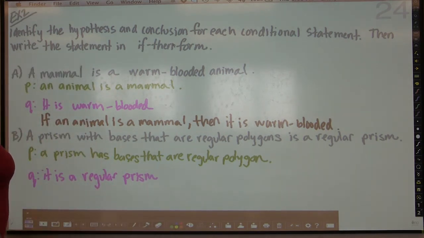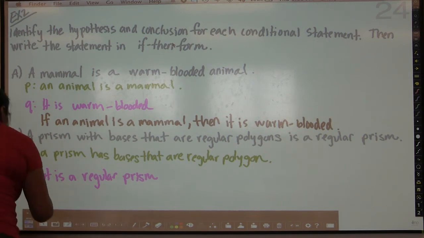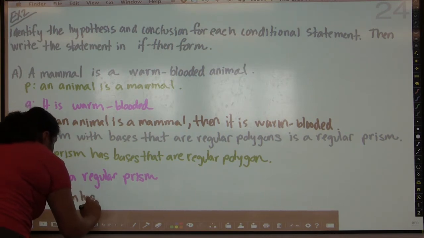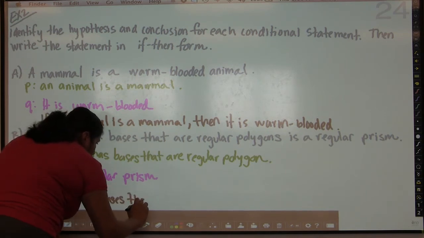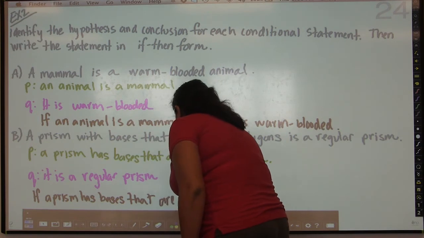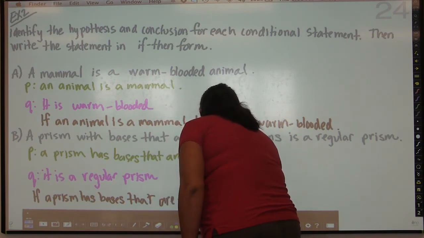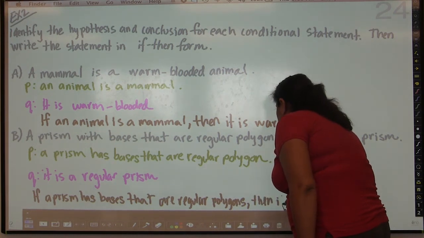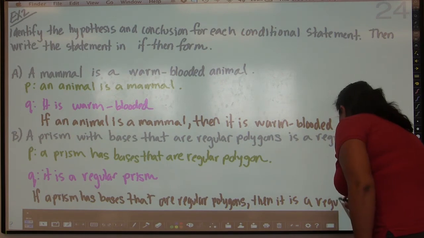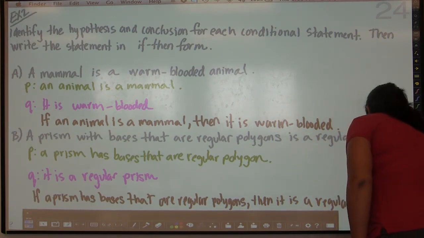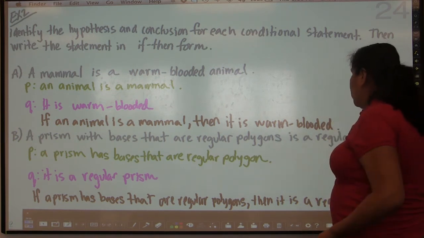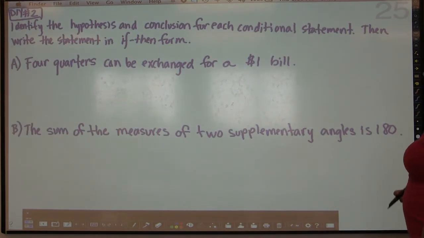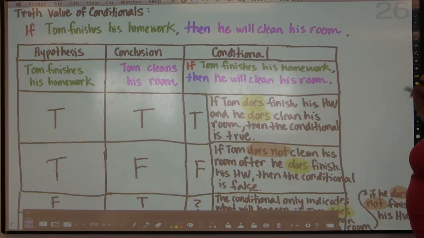Alrighty? And then once we've identified P and Q, we can write the conditional very easily by saying: if a prism has bases that are regular polygons, I told you it was lots to write, then it is a regular prism. All right? So if a prism has bases that are regular polygons, then it is a regular prism. Forgot my S there. All right? So now we give you a chance to do a few here. And then we're going to go to truth values. And we did some of those in the last class.